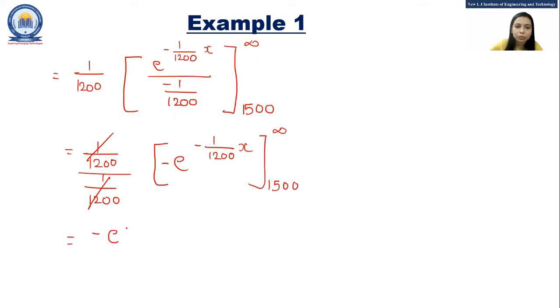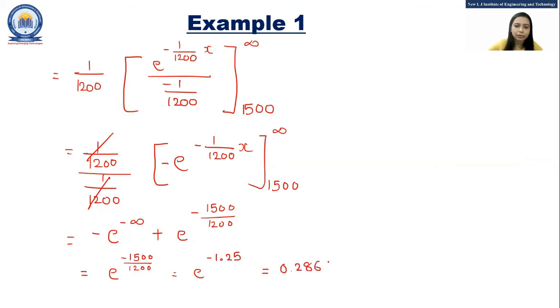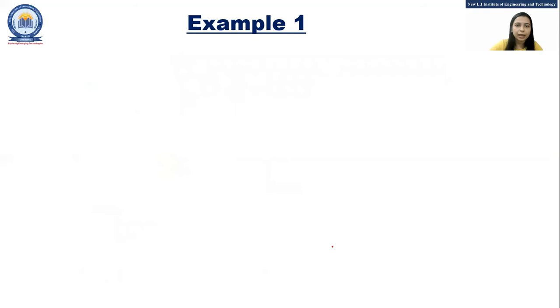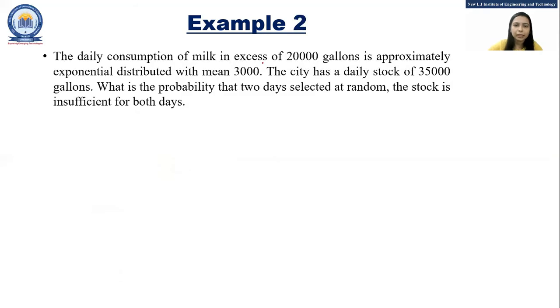So we get minus e^(-infinity) plus e^(-1500/1200). Now e^(-infinity) is 0. So we have e^(-1500/1200), that is e^(-1.25), which equals 0.2865.